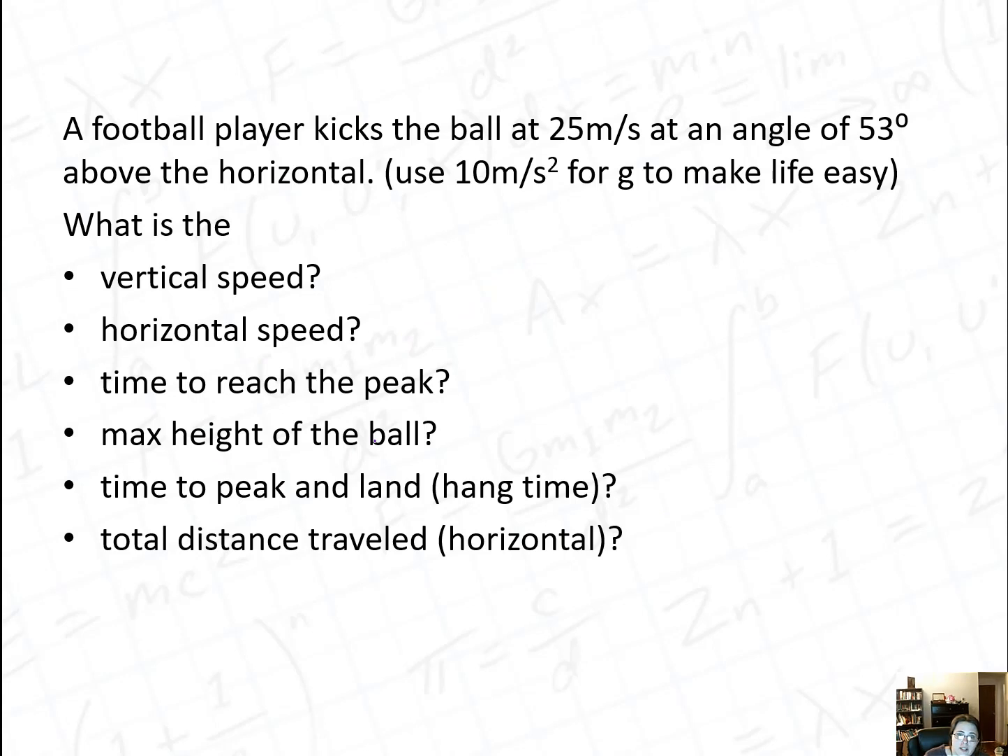So now we have an example problem. It says a football player kicks the ball at 25 meters per second at an angle of 53 degrees above the horizontal. We're going to use 10 meters per second squared for g just to make life easy for right now. What is the vertical speed, the horizontal speed, the time to reach the peak, the max height of the ball, the time to peak and land, so what's the time of flight, and the total distance traveled in the horizontal direction?